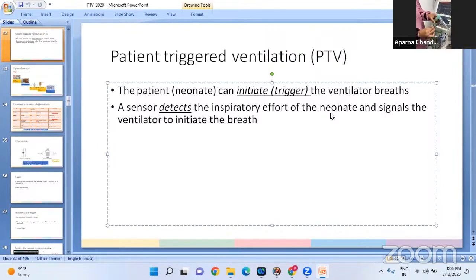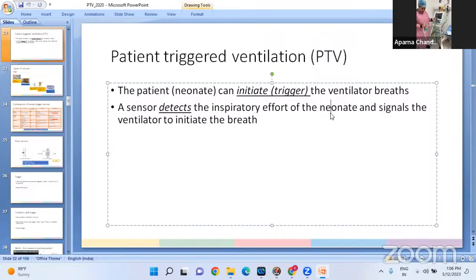These are mandatory parts of the circuit. Of course, we can work without the flow sensor, but the pressure transducer is mandatory. And here we have the expiratory tubing going back to the ventilator.